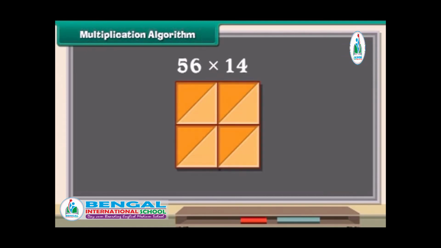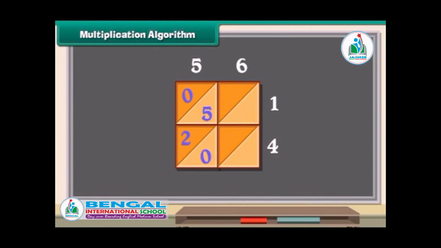Multiplication algorithm. Let us multiply 56 by 14 using the lattice multiplication algorithm. Write 56 across the top and 14 at the side vertically. First multiply 1 and 5. Write 5 in the ones place and 0 in the tens place. Then multiply 4 and 5 to get 20. Write the 0 of 20 in the ones place and the 2 in the tens place. Then multiply 1 and 6. Write 6 in the ones place and 0 in the tens place.